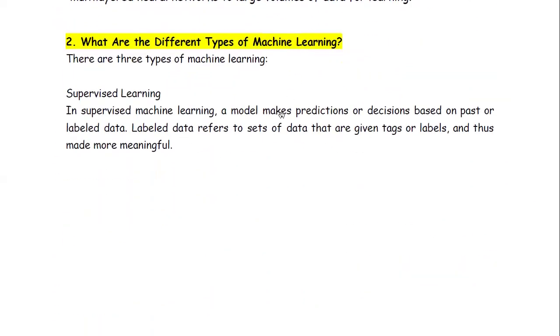What are the different types of machine learning? Machine learning can be supervised, unsupervised, and these two are the main important ones, but one more, reinforcement learning. Supervised learning is a model that makes predictions or decisions based on past or labeled data. Labeled data refers to sets of data that are given tags or labels and thus made more meaningful.